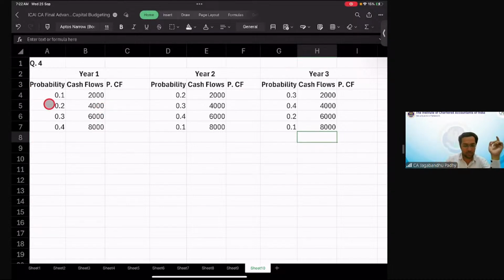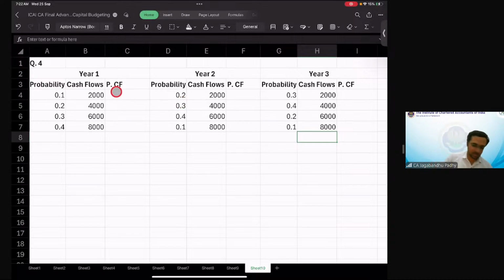So in the first year, you'll find that probability is assigned more towards the higher end, because you can actually foresee the near future better than the far future. So in year one, we are assigning 40% probability to the 8,000 cash flow. And then you have a higher probability for the mid cash flows. And then as you go far, you are being very conservative, and you are assigning more probability to the lesser amount of cash flows, right?